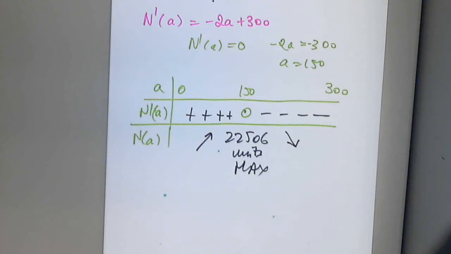So what would you say to this owner of the advertising agency? What would you tell him or her? You will say, if you want to maximize the number of units sold, please spend $150,000 on advertising, and you will maximize the number of units. If you spend 100,000, you're going to get less than 22,506. If you spend more, it's a waste of money. You're not going to get more than this, because the function starts decreasing.